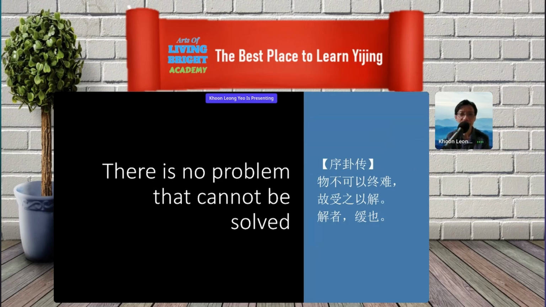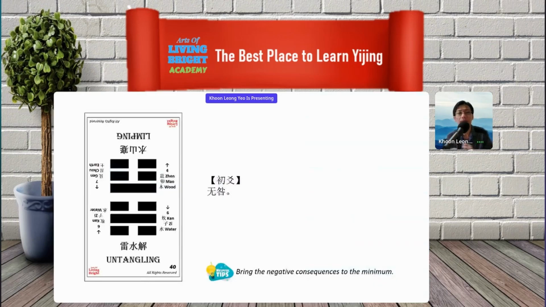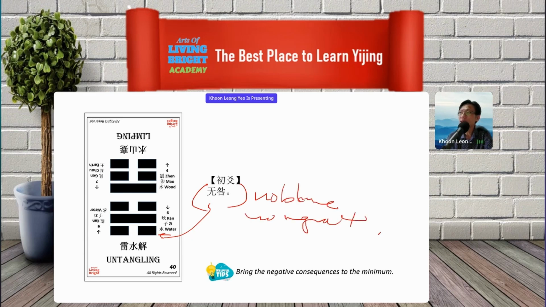序卦传 says 物不可以终难，故受之以解。解者缓也。缓 means take a breather, or means untangle. 雷水解 first line. The first line says 无咎. 无咎 means no blame, no regret.